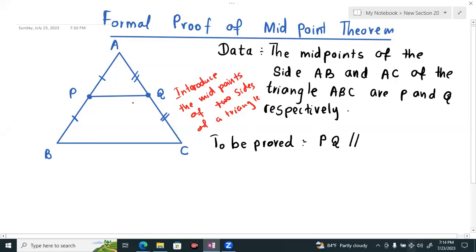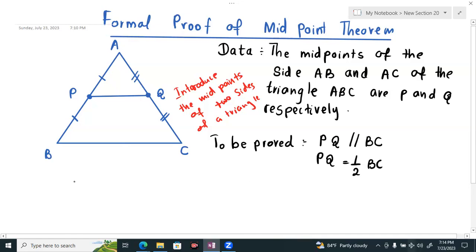So here, the line which joins the two midpoints of the triangle is PQ and the third side is BC. Then PQ is parallel to BC. And in another way, that line is half of the third side. This is what you have to prove. To be proved is this.